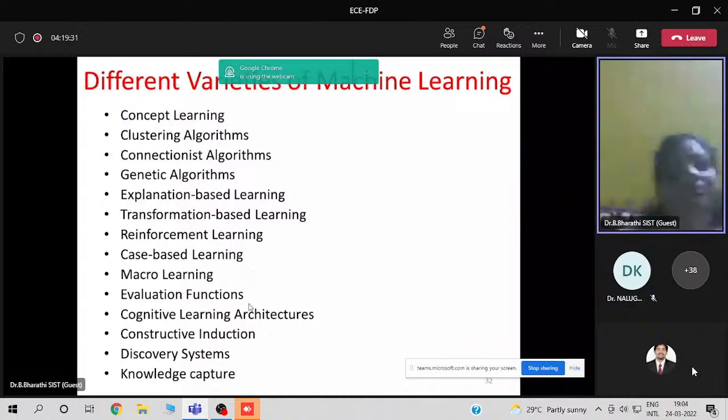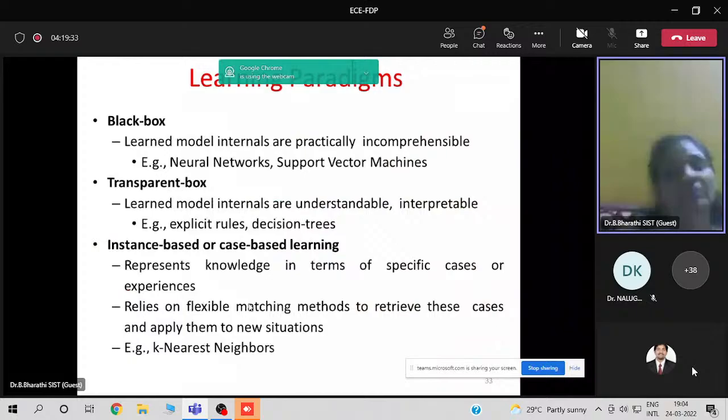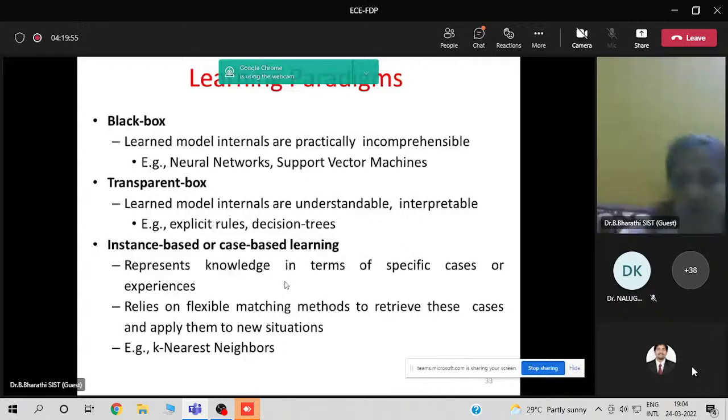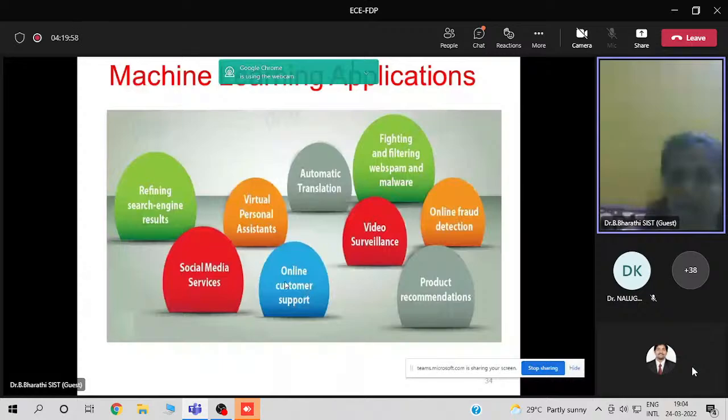So learning, you can apply it for a black box learning methodology. You can apply it when there is a transparent, understandable knowledge requirement. You can apply it when there is instance-based or case-based reasoning. Black box and transparent box, I would call model-based learning. Instance-based and case-based learning, I will call model-free learning. So these are the various machine learning applications. You can use machine learning algorithms for all of these. We have already had a quick look at all of them.